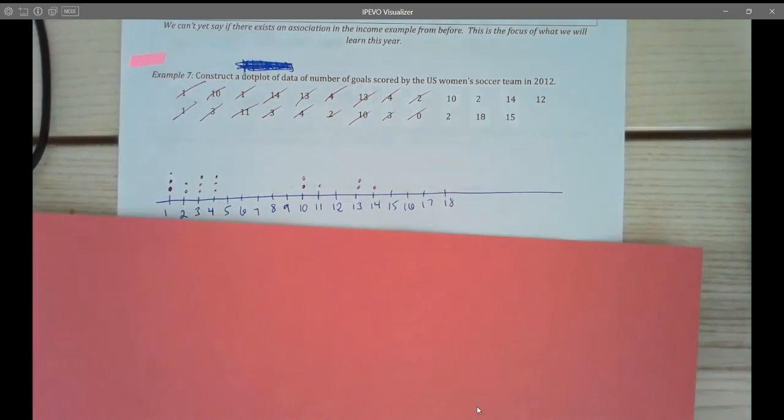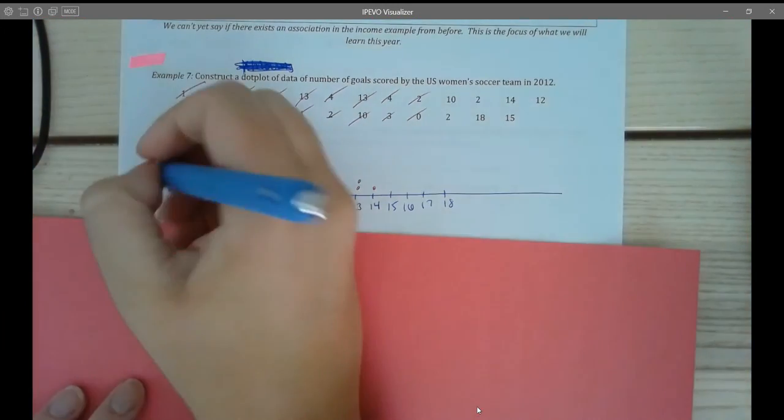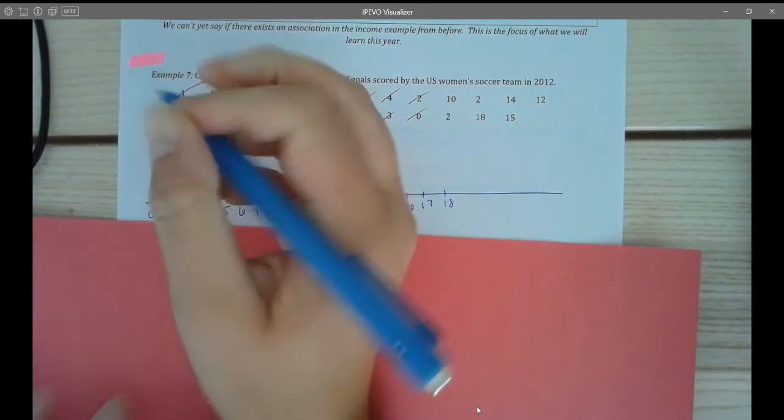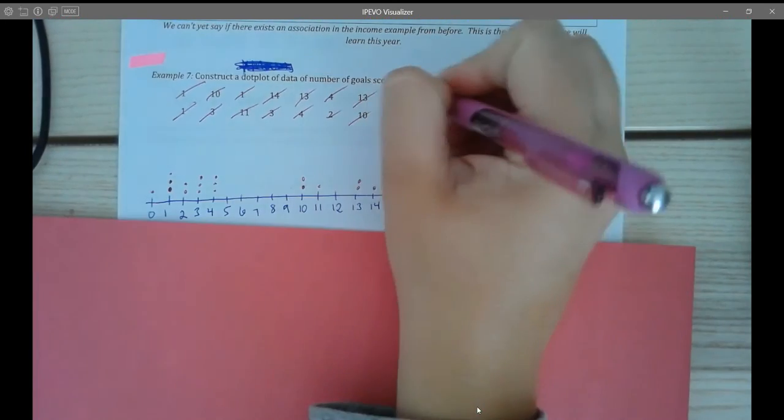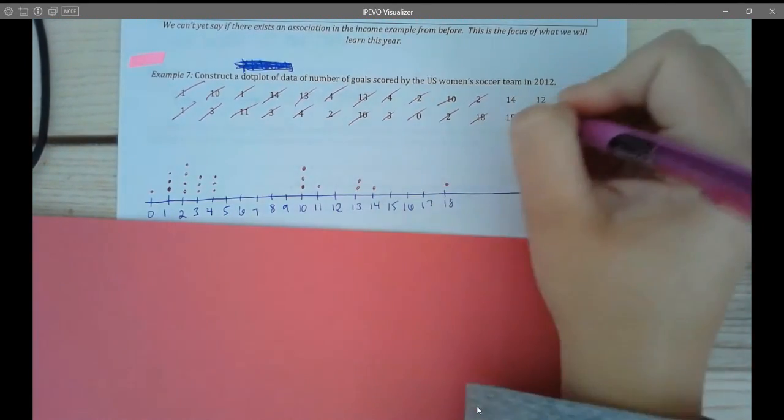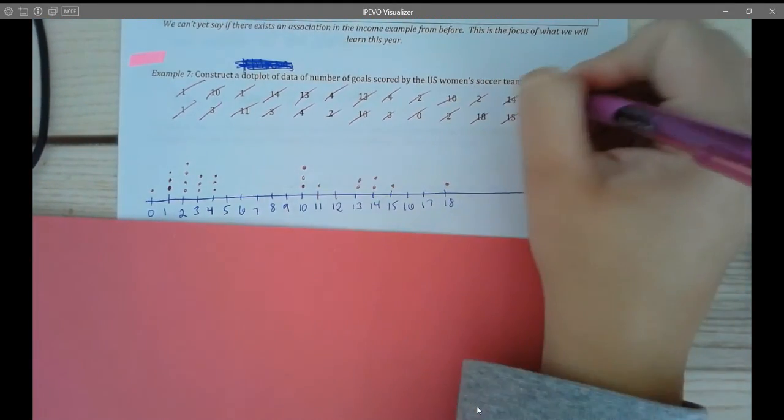Uh-oh. Y'all, I forgot about the 0. Better add in 0. Good thing I left myself some space. Alrighty.